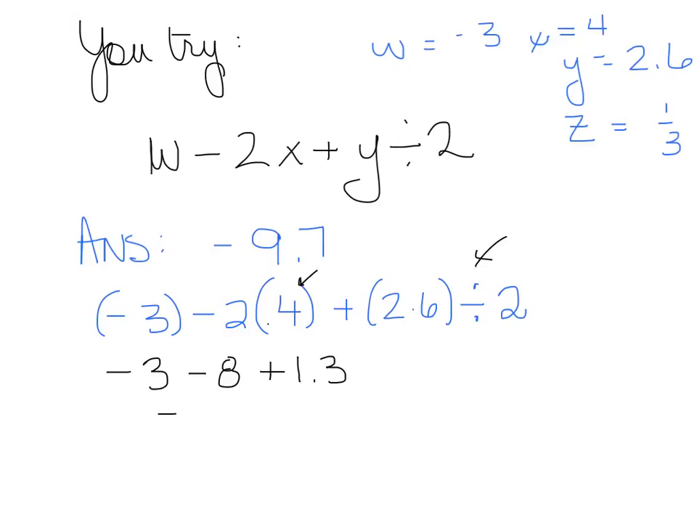So let's do these really carefully. Negative 3 minus 8 is negative 11. I'll even just stop right there for you on this one. And then I'll have to add a negative 11 plus 1.3. And of course, that's going to be actually kind of tricky. What is that? Negative 9.7, yeah. Okay. Got it.